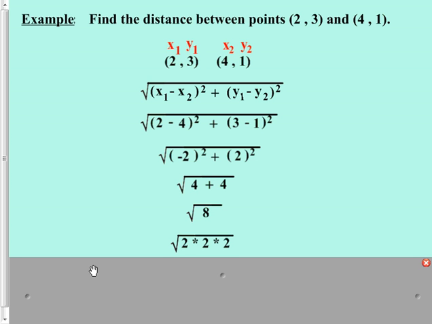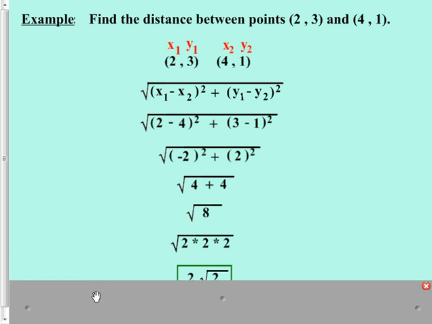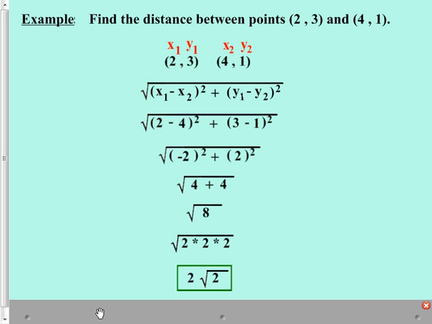So 2 of the 2's are going to join together and come outside of the radical, but 1 2 is going to be stuck underneath the radical because it didn't have anybody to pair with to get out of there. So our answer, square root of 8, is not 2.82 blah, blah, whatever the calculator says. The square root of 8 is exactly 2 square root of 2.